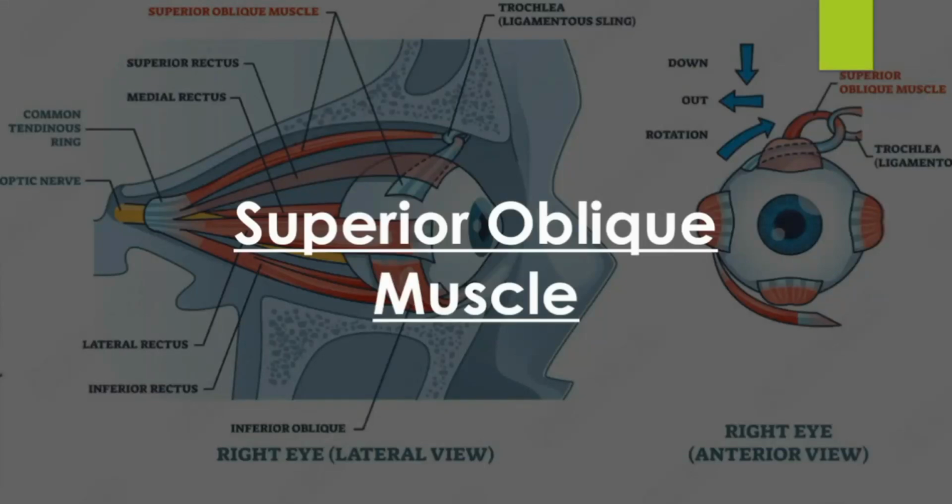Everyone. So today we are going to discuss the superior oblique muscle, its anatomy and its function, right? This is a muscle which gets its innervation from the trochlear nerve, or the fourth cranial nerve. So this is a muscle that helps in the movement of the eyeball, right?